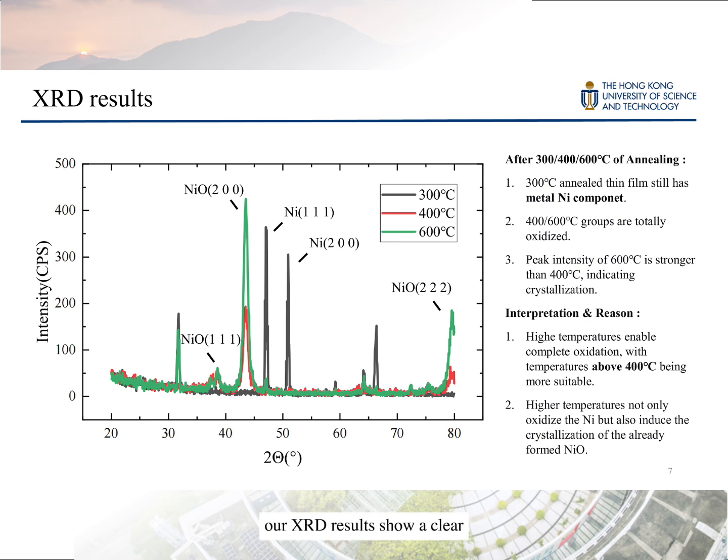Our XRD results show a clear temperature-dependent transformation. At 300°C, the film remains partially metallic nickel. At 400°C and 600°C, oxidation is complete, forming pure nickel oxide. Crucially, the stronger peak intensity at 600°C confirms enhanced crystallization. This demonstrates that while 400°C is sufficient for full oxidation, higher temperatures provide the necessary thermal energy to significantly improve the crystallinity of the NiO film.